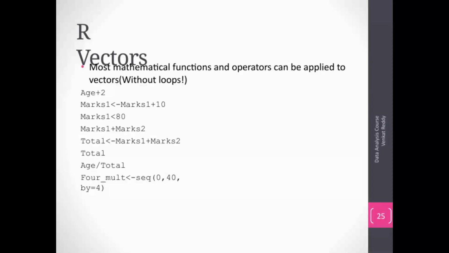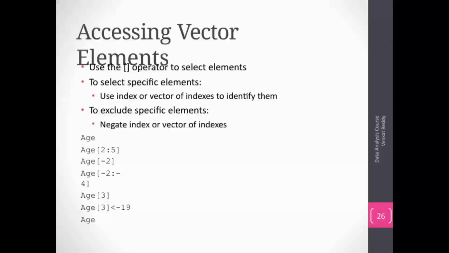Now, let's talk about selecting elements in a vector, which is a fundamental part of data analysis in R. To access specific elements, we use the square brackets operator. For example, if we want to select certain elements, we can specify their positions using either a single index or a vector of indexes. This way, we can precisely target the data points we're interested in. On the other hand, if we want to exclude certain elements, we can negate the indexes or the vector of indexes. This is done by putting a minus sign before the index or vector, which tells R to give us all elements except those specified.